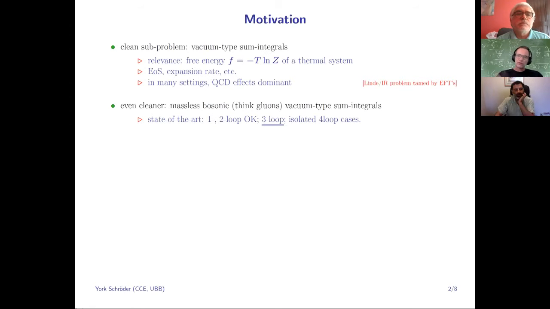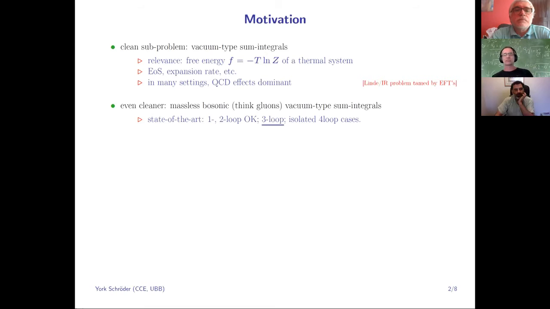And I think the cleanest problem within this subproblem is to consider only bosonic problems. So I'm thinking of a soup of gluons here. And these are vacuum type sum integrals, which only have bosonic degrees of freedom. Where the state of the art is actually, to me, surprisingly low. At 1 and 2 loop, one is kind of okay.